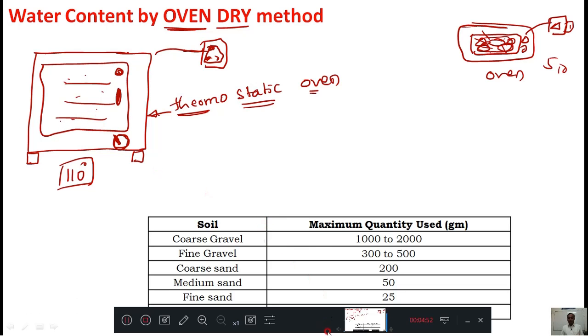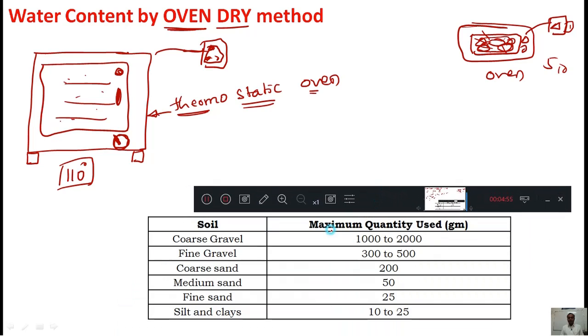How much soil do we need to take? For that we have guidelines. If you have coarse grained soil, where the particles are very big like gravel, you need to take 1000 to 2000 grams, that is 1 kg to 2 kg, and put it in the oven. For fine gravel, 300 to 500 grams. For coarse sand, a bigger particle sand, 200 grams. For medium sand, 50 grams. For fine sand, 25 grams. For silt and clay, 10 to 15 grams, or 25 grams.